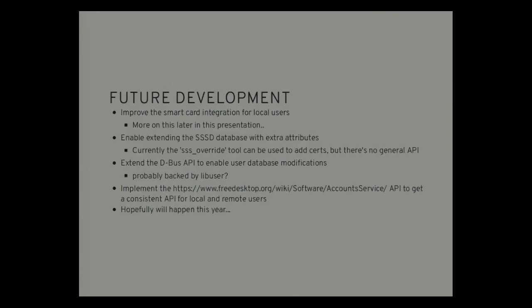There were some people who wanted us to extend the D-Bus API to allow write modifications. This, I think, came from Cockpit. So if you had some kind of create user method on the D-Bus API, it would call to libuser and create the user locally. And as I said, we would like to have a unified API for providing information about local and remote users. So what we're thinking about is to merge with this project from freedesktop, AccountsService, and implement or offer the same API from SSSD. Hopefully this would happen this year, but this is a project that we've been working on for a long time. We have never had the time.